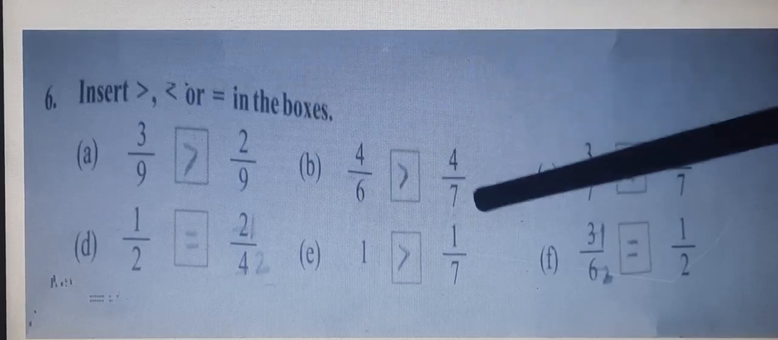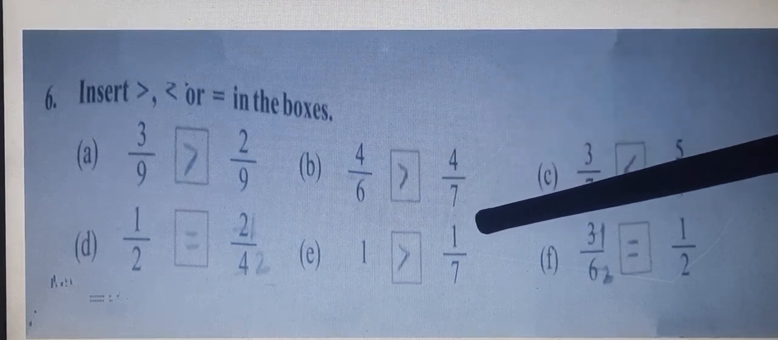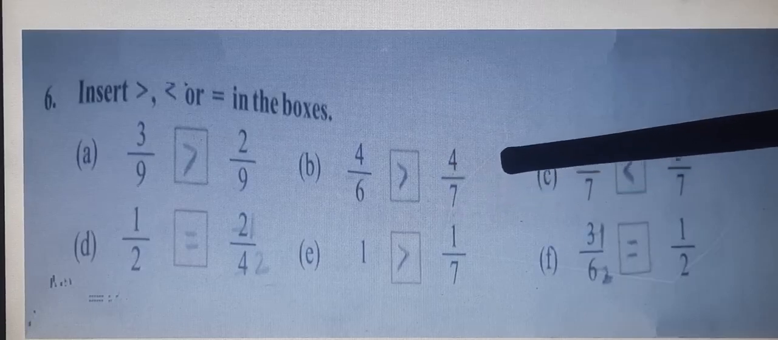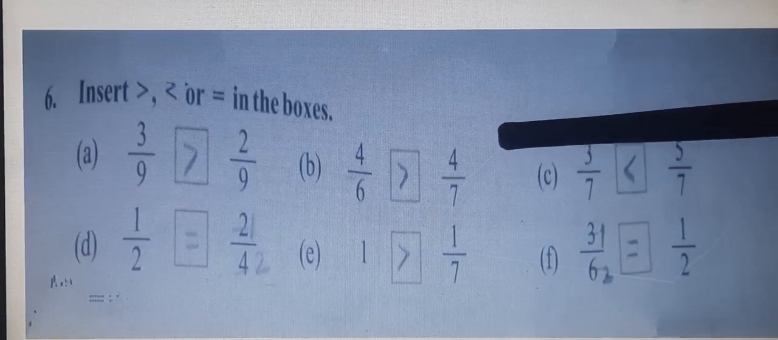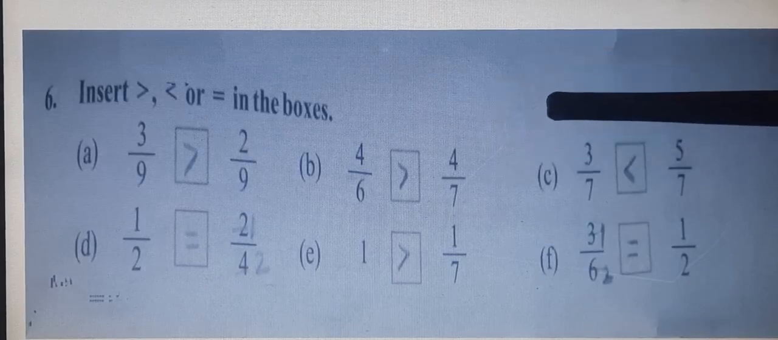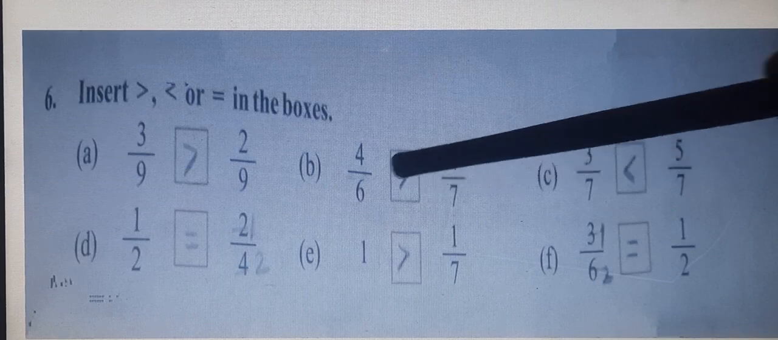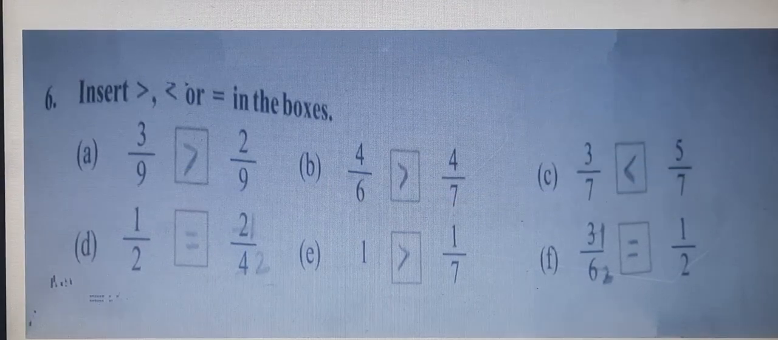4 upon 6, 4 upon 7. Now, numerators are same. Denominators are different. So the rule says, when numerator is same, then the fractional number that has smaller denominator is greater. छोटा denominator होगा वो number fractional number बड़ा होगा. So 4 upon 6 is greater than 4 upon 7.